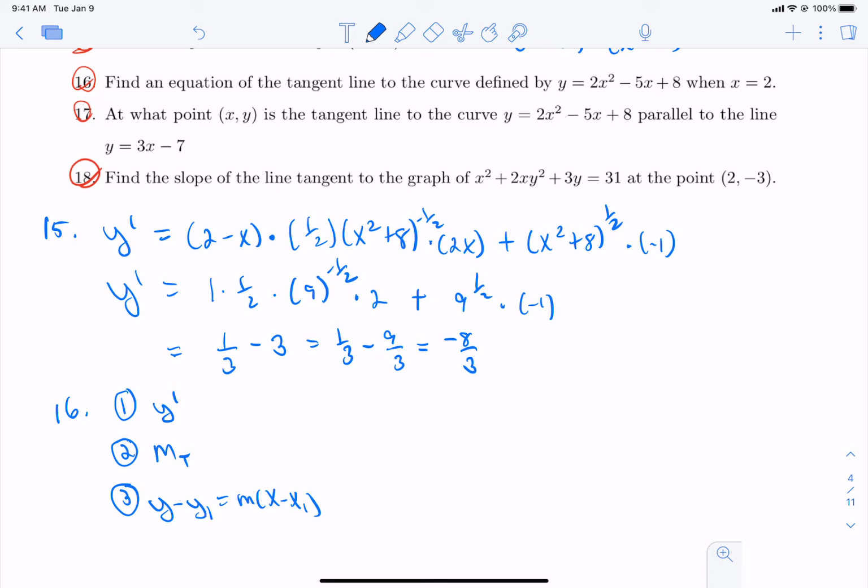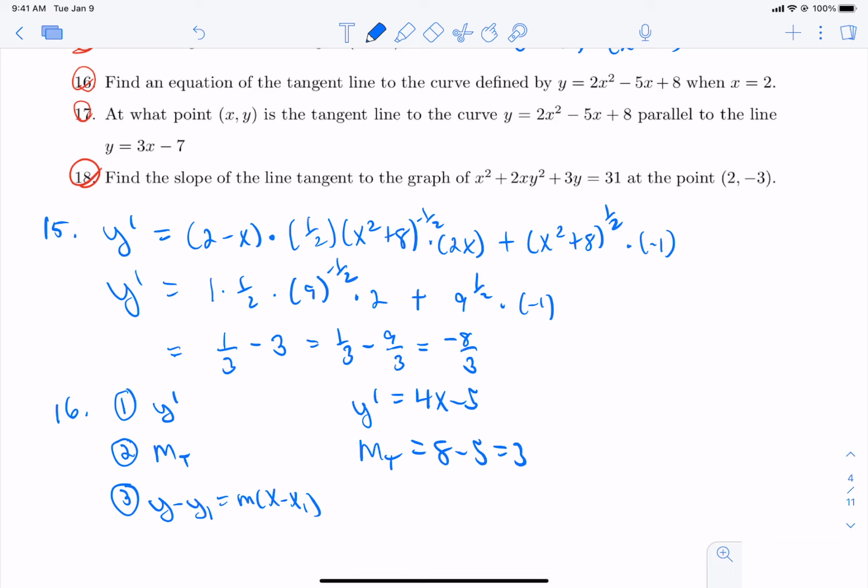So the first thing we want to do is find the derivative of our function. So we're going to find the derivative of that y. And so y prime is just going to be 4x minus 5. Okay? It's just a polynomial. And then the second step is to plug in 2 to actually find the slope of our tangent, because they said we're using when x is equal to 2. So if we plug in 2, the slope of the tangent is 8 minus 5, or 3.